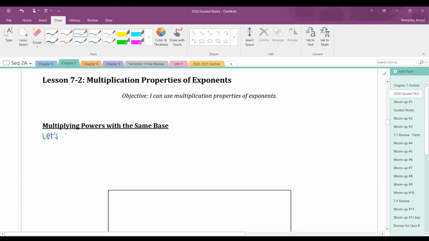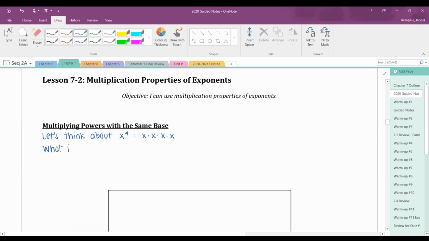So let's think about x to the fourth power. Hopefully you remember that if we see something like x to the fourth power, it means that the base is x, the exponent is 4, and as repeated multiplication, it's x times x times x times x. So there are 4 x's.